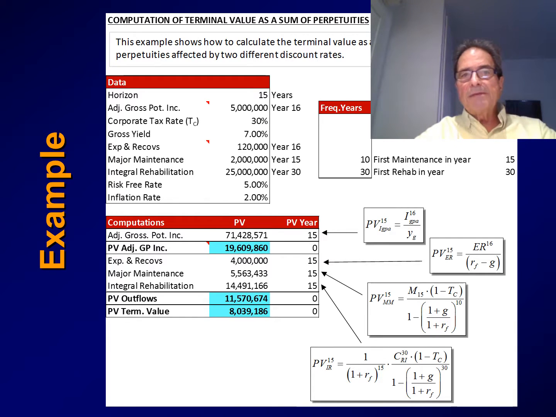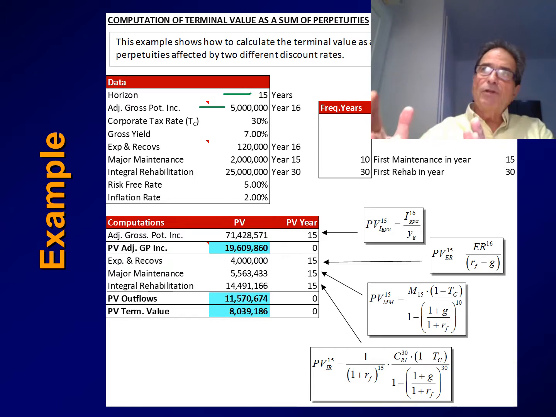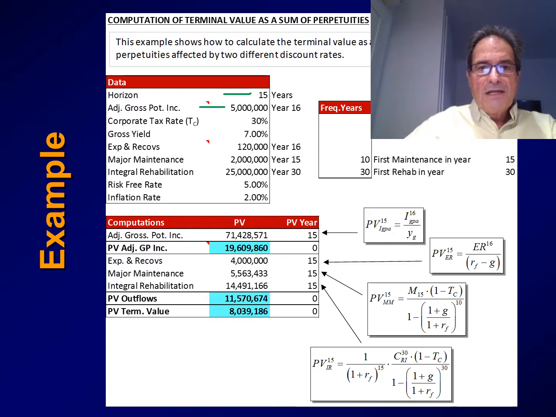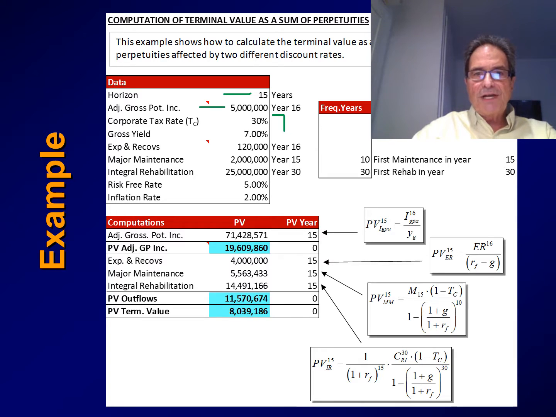Let's illustrate with an example. Say that we have a property, the horizon is 15 years, so this is N. Adjusted potential gross income in year 16, so for the first year of the perpetuity, is 5 million. This includes, remember, the potential gross income plus other income minus losses minus taxes. The corporate tax rate is assumed equal to 30%. The gross yield is assumed equal to 7%. Expenses and recoveries are assumed to be equal to 120,000 in year 16, so the first year of the horizon.